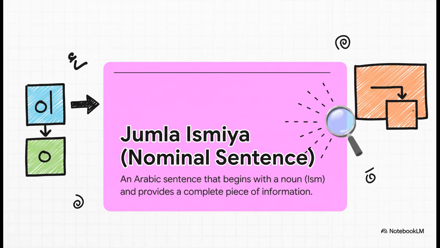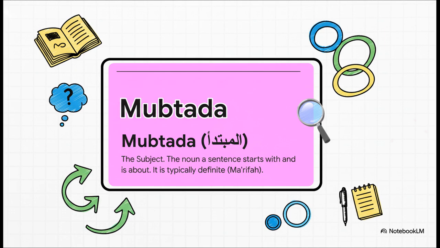The type of sentence we're talking about is called a Jumla Ismiya, or a nominal sentence. And it's exactly what it sounds like. It's a sentence that kicks off with a noun and gives you a complete piece of information. Simple as that. So here's our first key. It's called the Mubtada. This is just the subject of the sentence, the person, place, or thing that the whole sentence is about. Now, here's the big clue. The Mubtada is almost always definite, or Marfa. You'll often spot it because of that little al prefix we saw earlier.